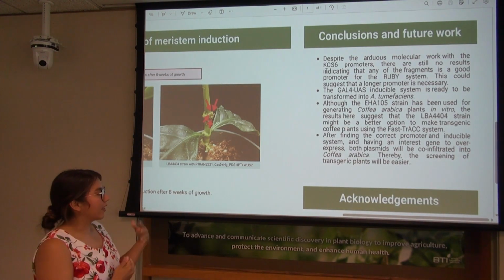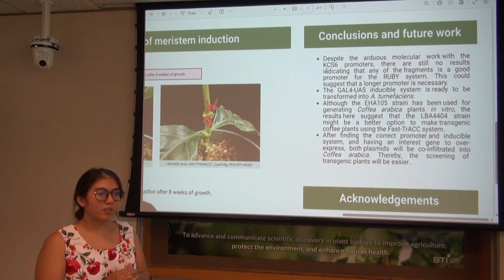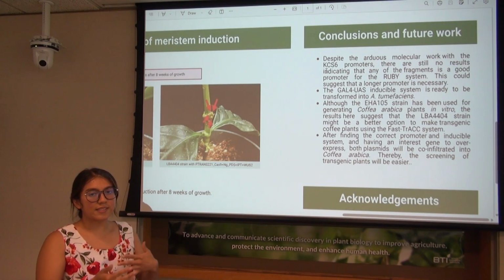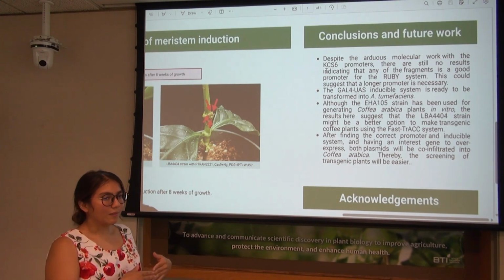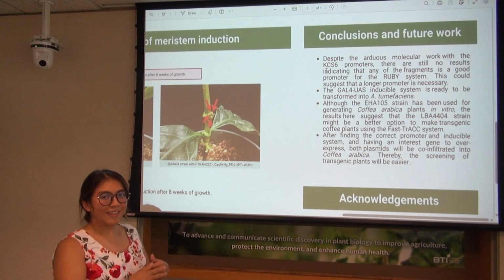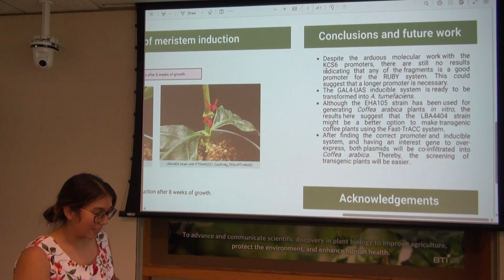And for using the GAL4 UAS inducible system, the next step is just transforming to Agrobacterium and doing the next steps.